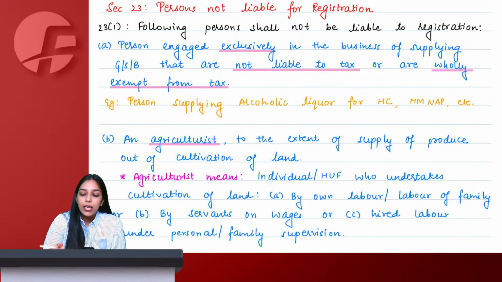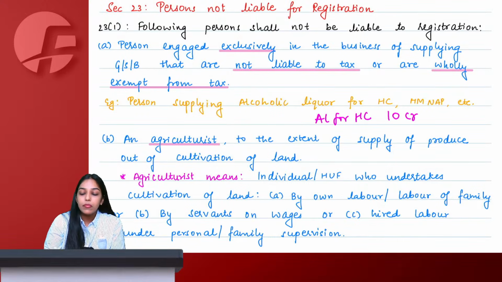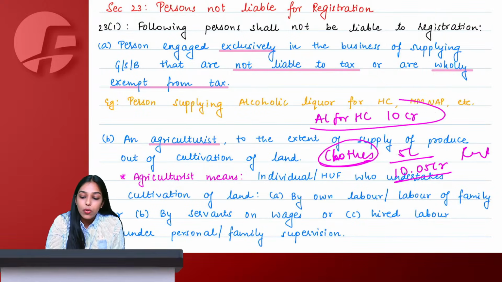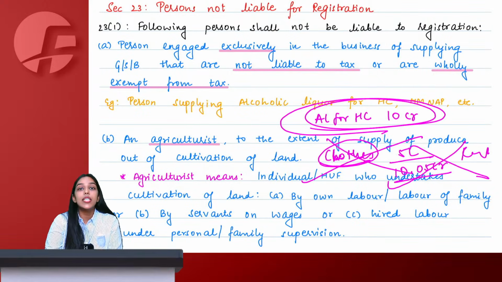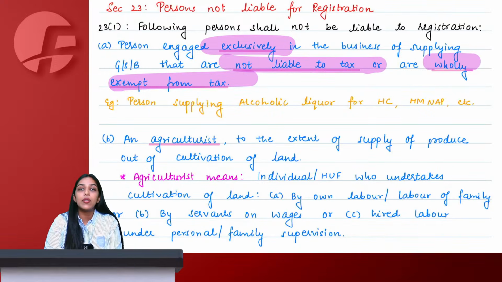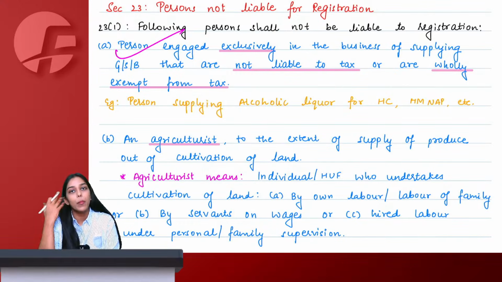Let's say I trade alcoholic liquor for human consumption worth 10 crore, and I sell clothes worth only 5 lakh. My aggregate turnover will be 10 crore 5 lakh, and I will be required to take registration for clothes. So if it is exclusively alcohol, with no other taxable goods or services involved, the main point here is that if I am making exclusively exempt or exclusively not-liable-to-tax supplies, then I do not have to take registration, which is a very common sense point.